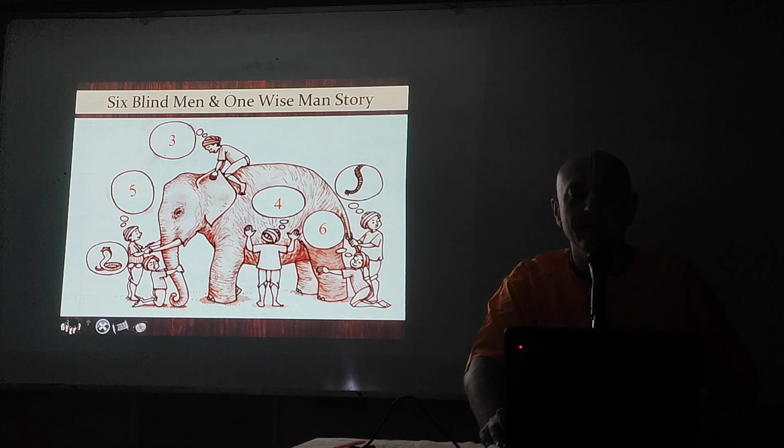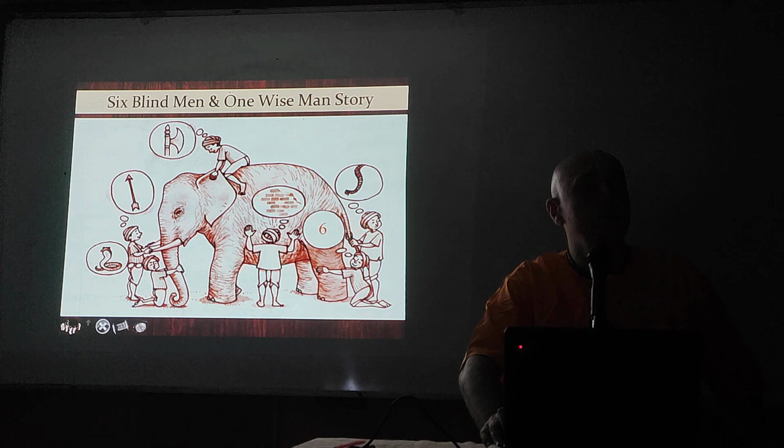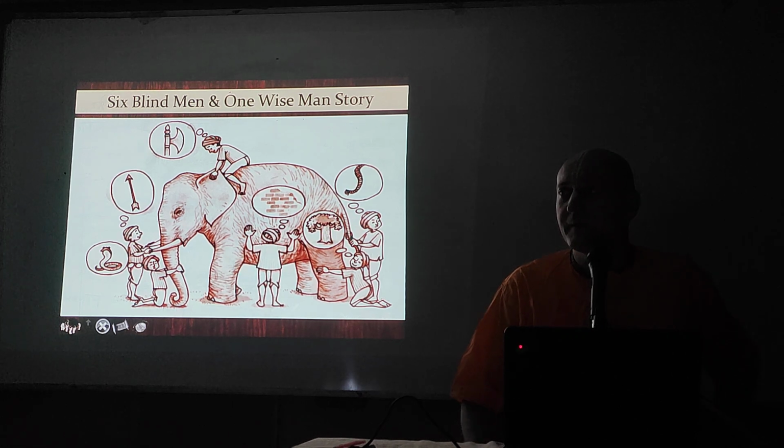Then another one touched the tail and thought it was just like some kind of rope. Another touched the ears, just like some kind of fan or ox. Another touched the belly of the elephant and said it's like some kind of wall of skin. Another touched the tusks and thought, oh, it's sharp like an arrow. And another touched the legs and thought it's like tree trunks. So they all had different conceptions about what the elephant is.